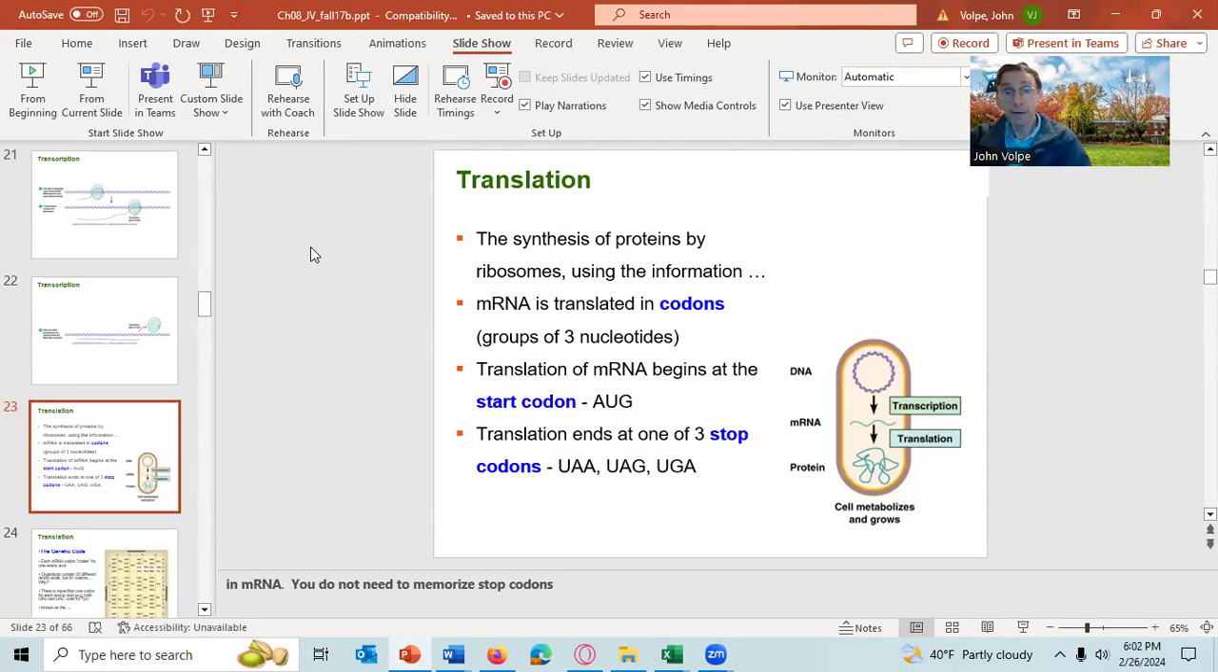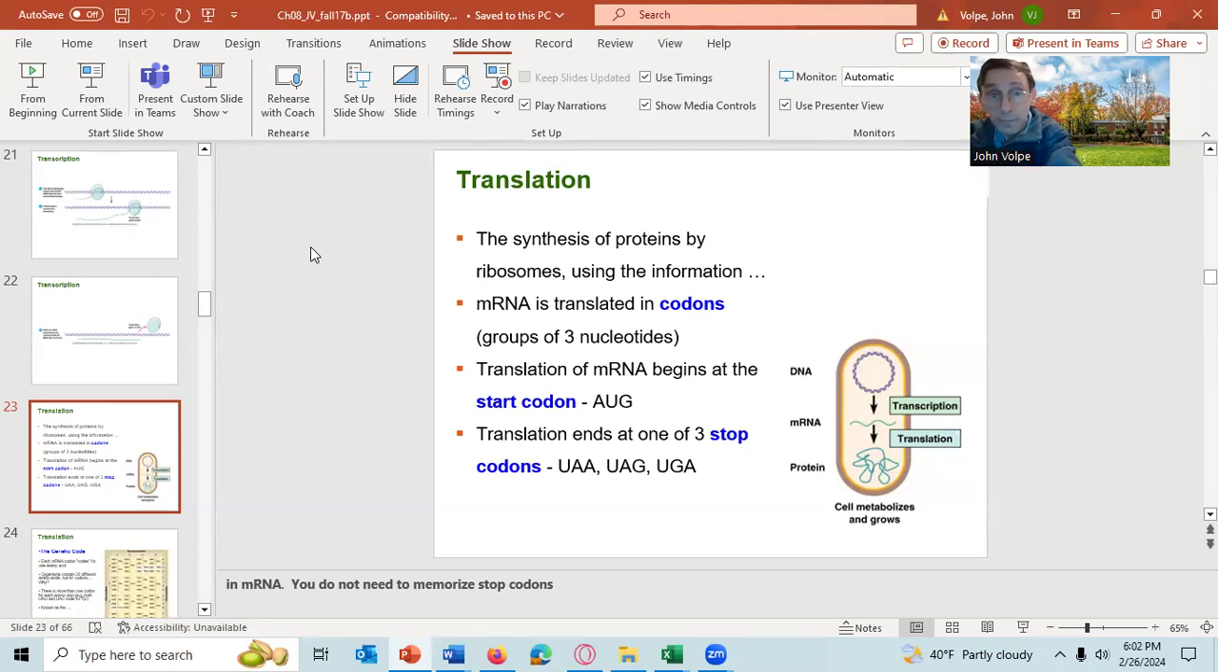All right, translation is the synthesis of proteins by the ribosome using the information in the messenger RNA. Translation does require the messenger RNA, ribosomes, and then tRNA. Messenger RNA is translated in groups of 3 nucleotides that we call codons. And I've got them shown in the next slide.